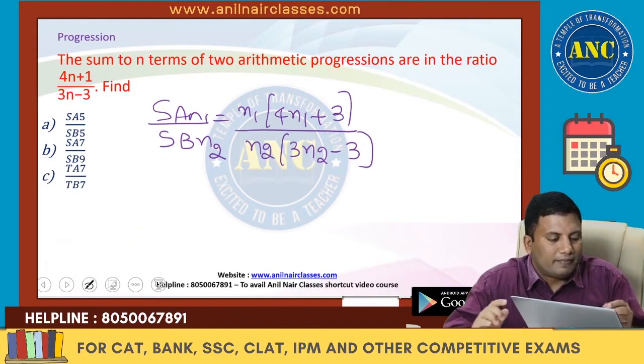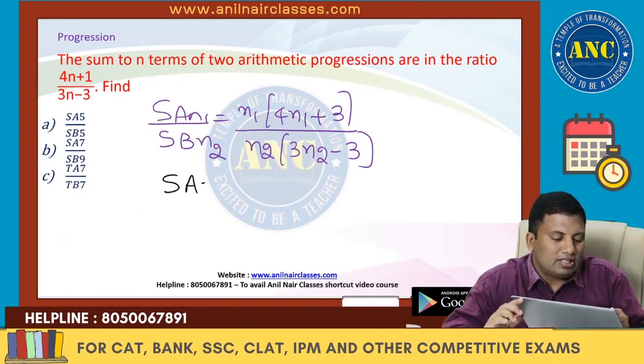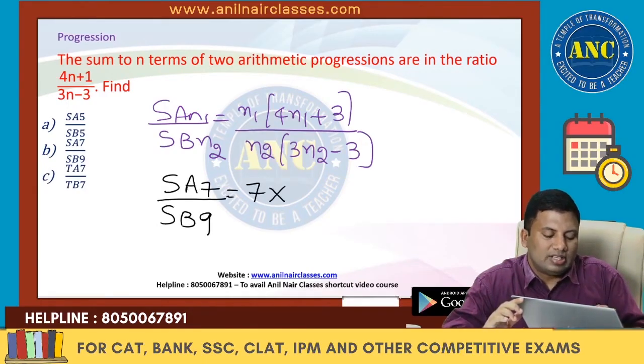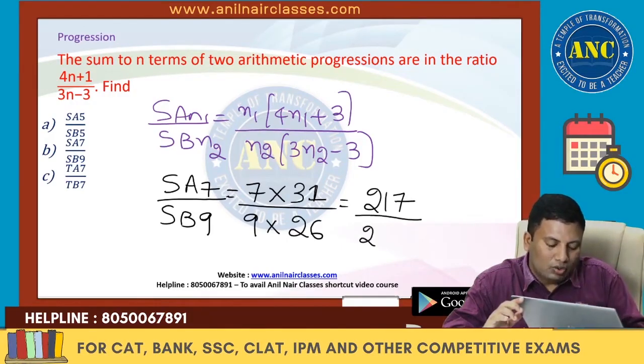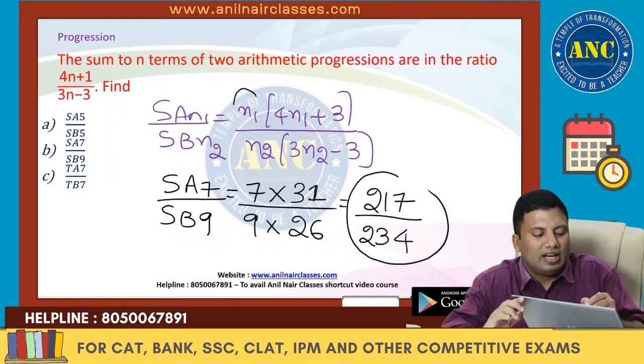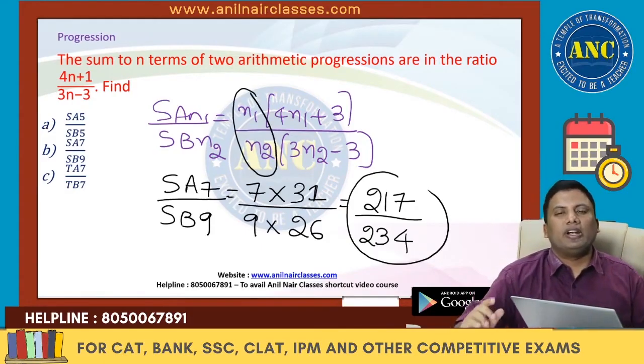Now see here, S_A_7 divided by S_B_9. In a single step you get the answer. 7 into (4 into 7 plus 3), that is 28 plus 3, 31. 9 into (27 minus 3), 26. The answer is 216 divided by 2, 9 sixes are 54, 234. I hope the idea is clear. Why are we multiplying? I hope it is clear.